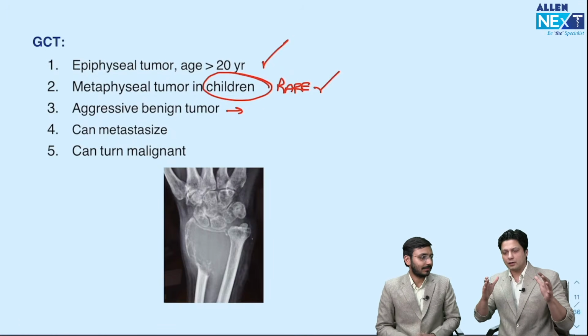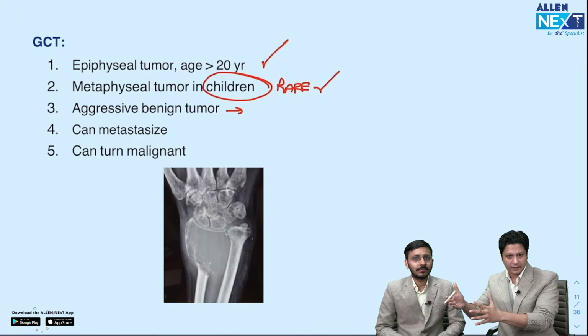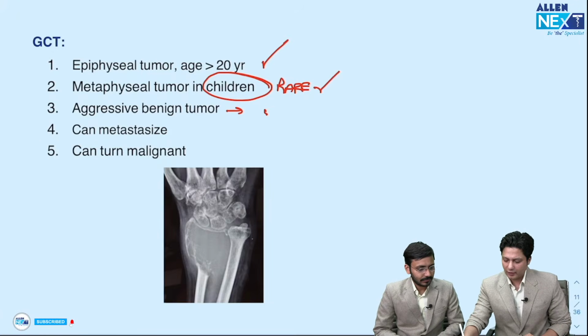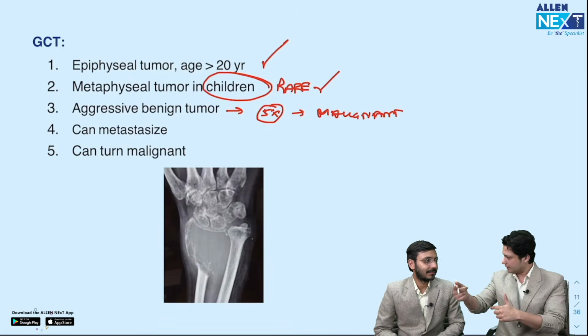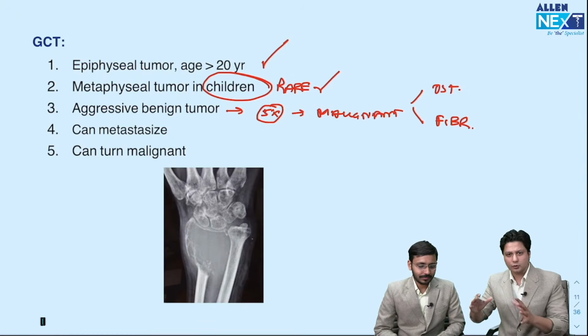We all know that Enneking has classified the benign tumors into latent, active, and aggressive. And giant cell tumor is a characteristic aggressive benign tumor, which has a 5% possibility of turning into a malignant tumor also. This is the kind of tumor which can turn malignant. The malignant tumors into which it could be converted are osteosarcoma and fibrosarcoma. Simple. These are the two malignant tumors.